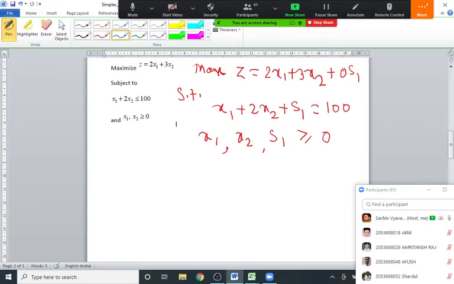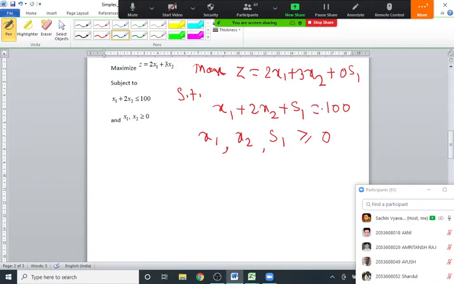Sir, the slack value should be greater than 0, right? Yes, obviously. If it is negative, suppose S1 is minus 10, and x1 plus 2x2 is already less than 100, then if you take minus 10 there, can it become equal to 100? No. So it should be greater than 0, then only it becomes an equality. That is why we take it as equal there.